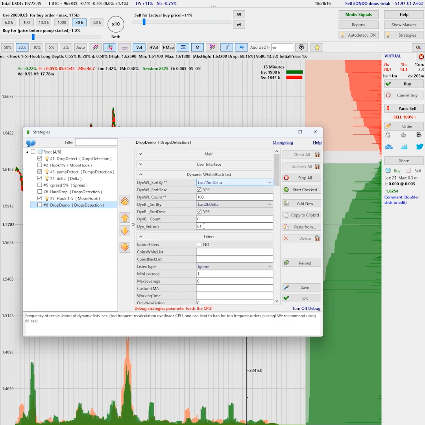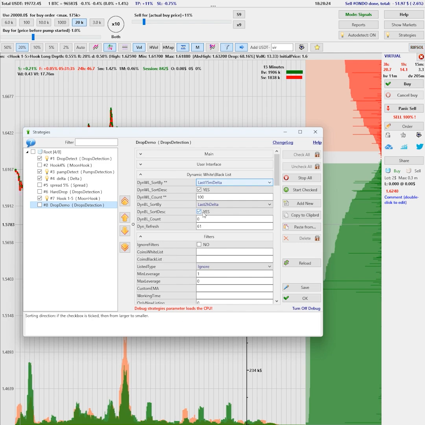Dynamic refresh is the number of seconds when these deltas will be recalculated, and the set of coins will change.